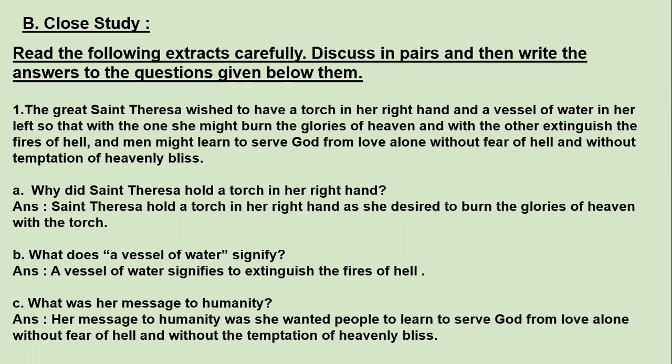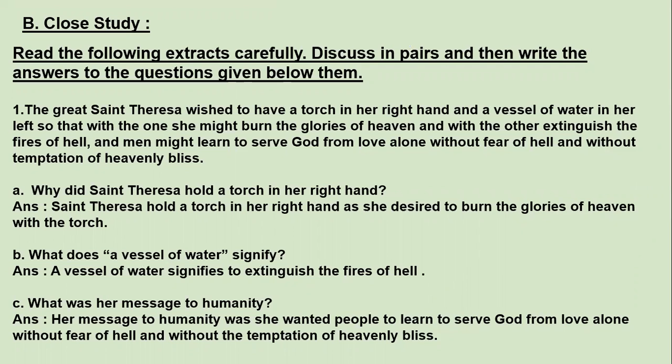So the first sub question is: why did Saint Teresa hold a torch in her right hand? Just now we have read it. So the answer is: Saint Teresa held a torch in her right hand as she desired to burn the glories of heaven with the torch. Yes, she wanted to burn all the glories of heaven with the torch, because of those glories man was becoming mean, and that is why he was working for it. So that was the main purpose of Saint Teresa holding the torch in her right hand.